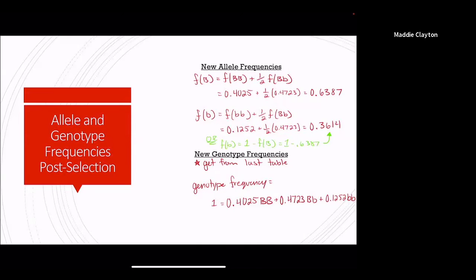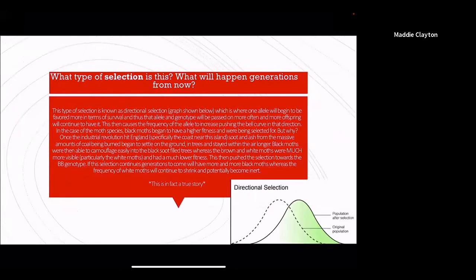And then for new genotype frequencies we saw on the last table, when we took the survivor unadjusted and divided it by the average fitness. So it's 0.4025 big B, 0.4723 big B, little b, and then 0.1252 little b. So what type of selection is this? It is a directional selection. This simply is from one allele being favored in the terms of survival.